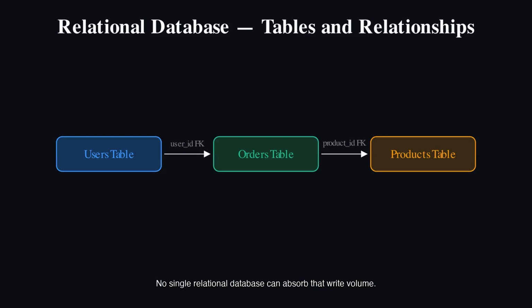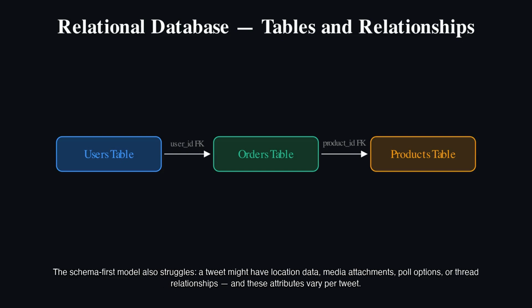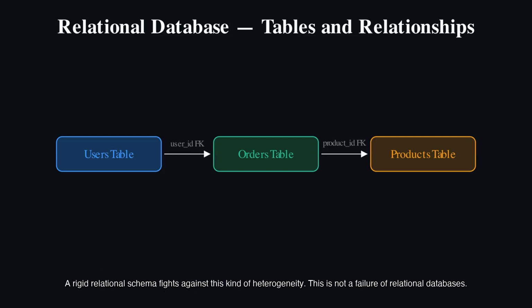The schema-first model also struggles. A tweet might have location data, media attachments, poll options, or thread relationships. And these attributes vary per tweet. A rigid relational schema fights against this kind of heterogeneity.